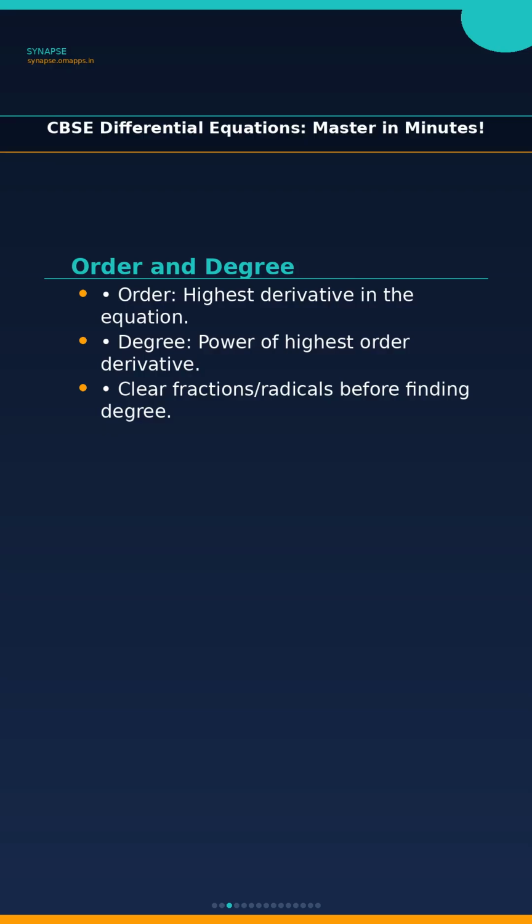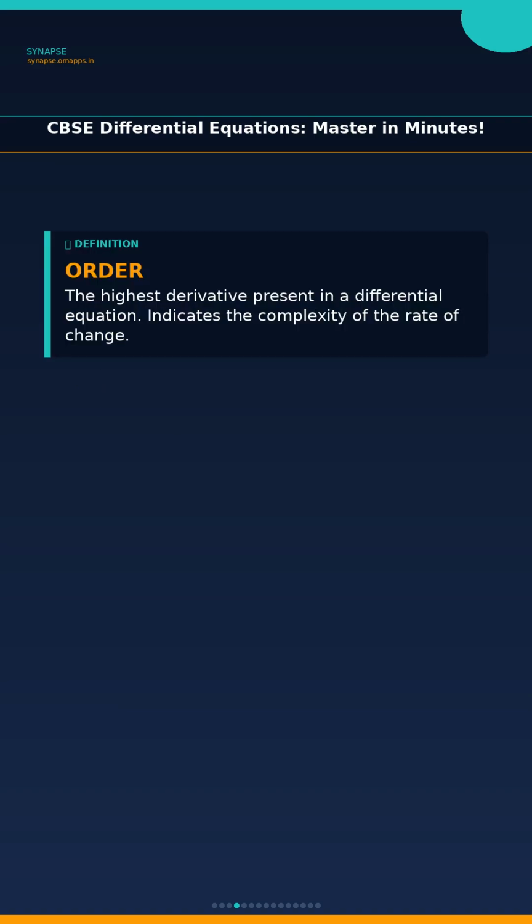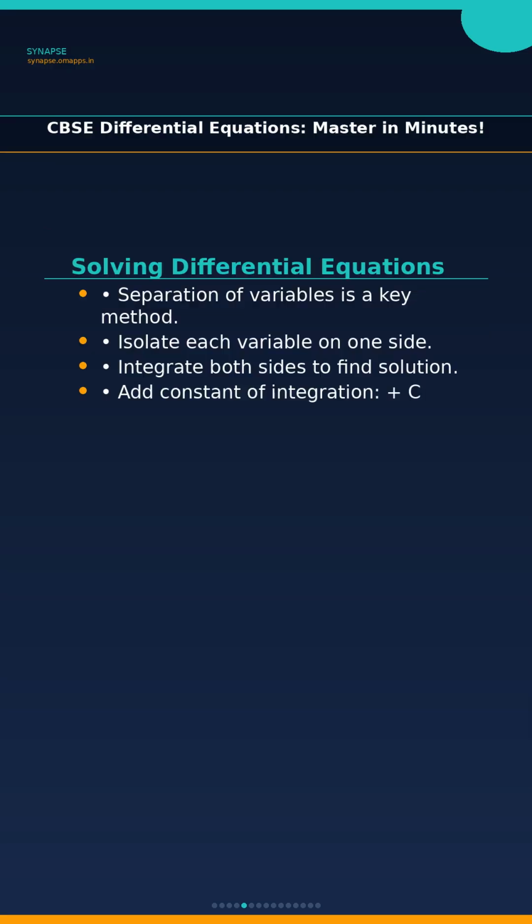First up, let's talk about order and degree. The order is just the highest derivative you see in the equation. The degree is the power of that highest derivative, but remember to clear any fractions or radicals first. Okay, what do we mean by order? Order, it's the highest derivative in the equation. This tells us how many times the function has been differentiated and gives us an idea of the complexity of the equation.